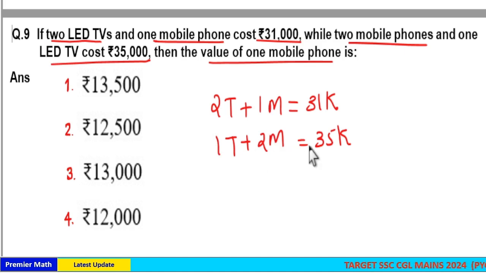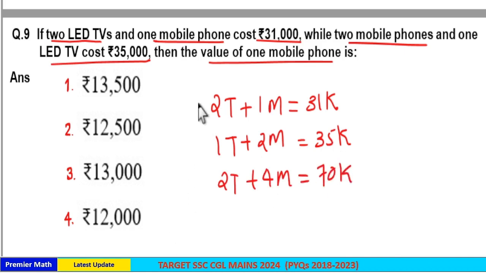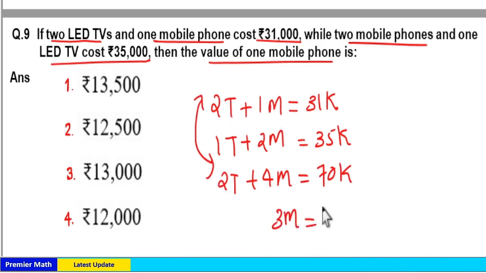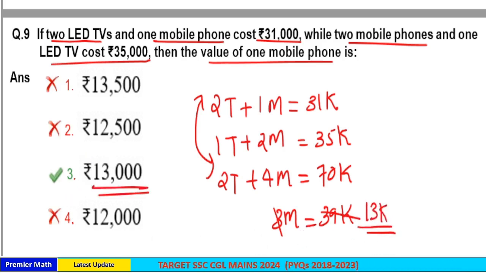So multiply the second equation with 2. So 2 TV plus 4 mobile phone costs 35 into 2, 70,000. Now take the difference between these two equations. 2t minus 2t is 0. 4m minus 1m is equal to 3m. 3m is equal to 70 minus 31 is equal to 39. So 3 mobile phone costs 39,000, which means 1 mobile phone costs 13,000. Option 3 is your answer.